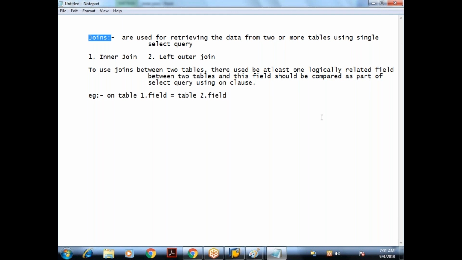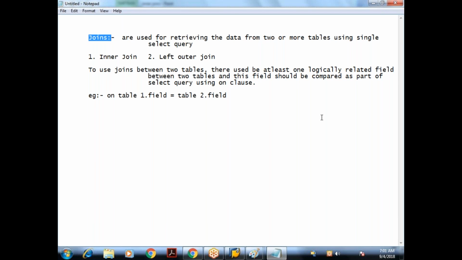Two or more tables at a time. So we have two types of join: inner join and left outer join. To use either of these joins in the select query, there should be one common field between the two tables. Means there should be one field which is logically related. When I say logically related, the field name need not be the same, but the purpose of the field should be the same.